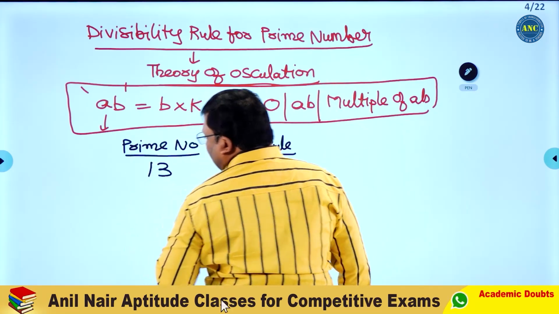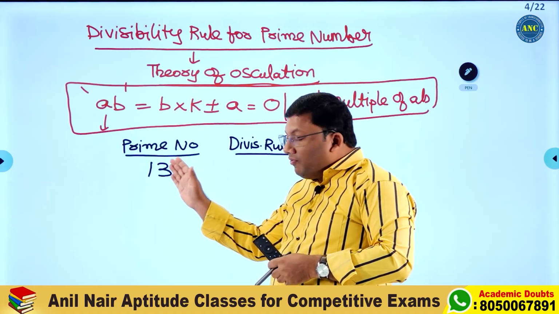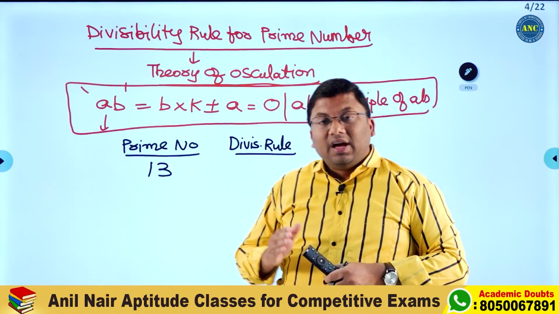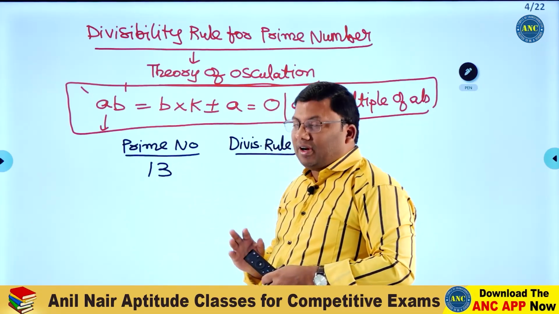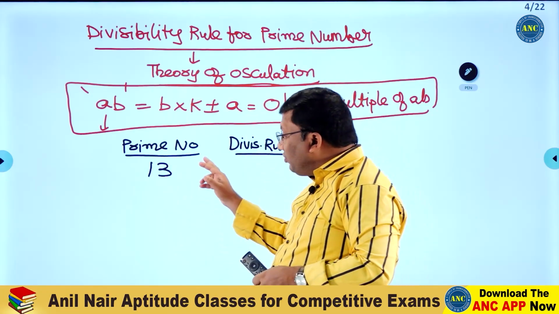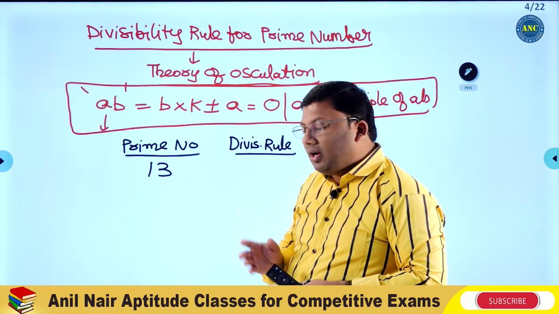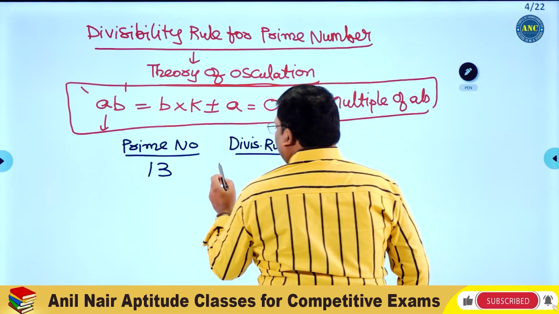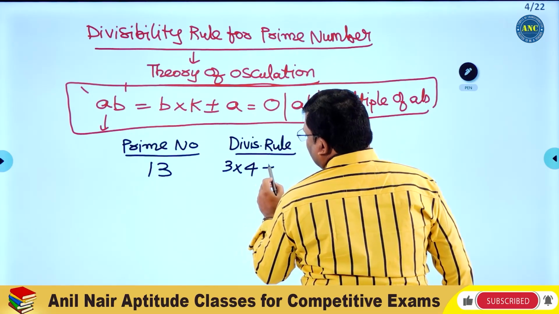For 13, 3 should be multiplied by which number, so that when added to the previous number, I will get the same number? 3 ones are 3, 3 plus 1 is 4. 3 twos are 6, 6 plus 1 is 7. 3 threes are 9, 9 plus 1 is 10. 3 fours are 12, 12 plus 1 is 13. That means the k value is 4.